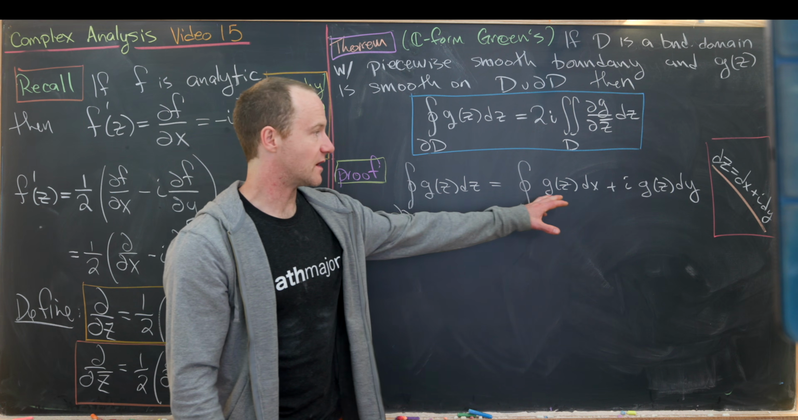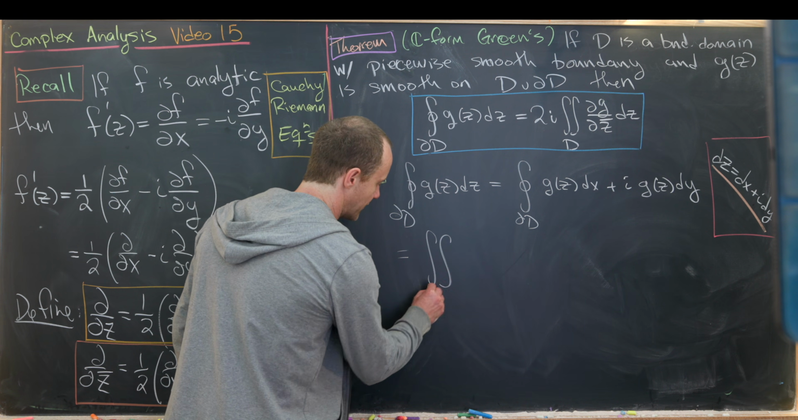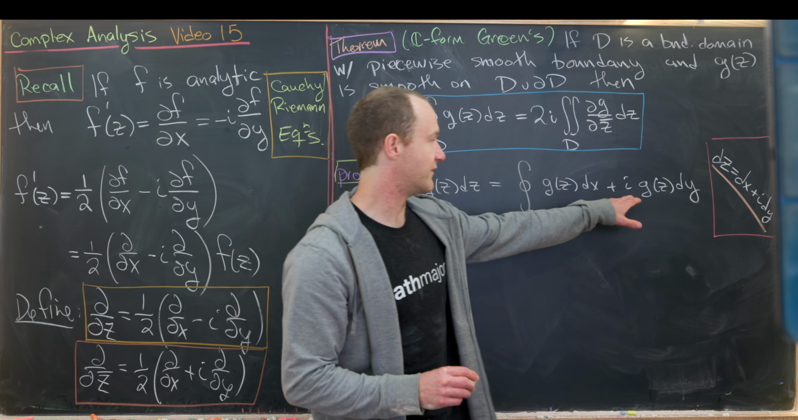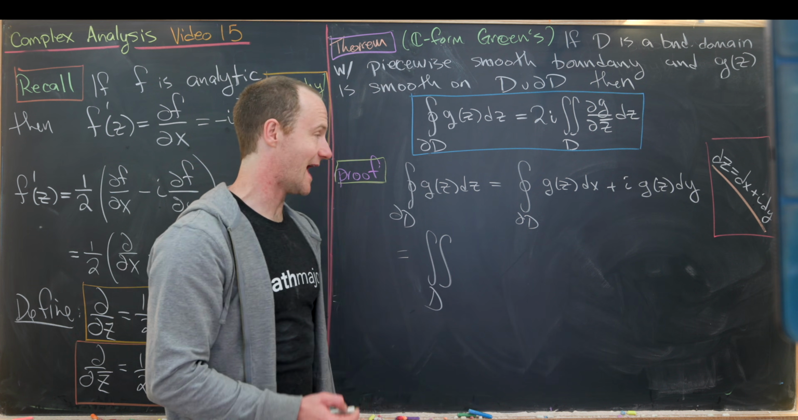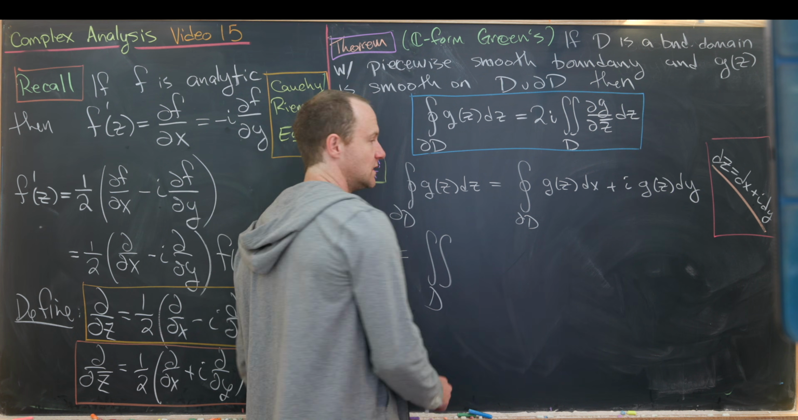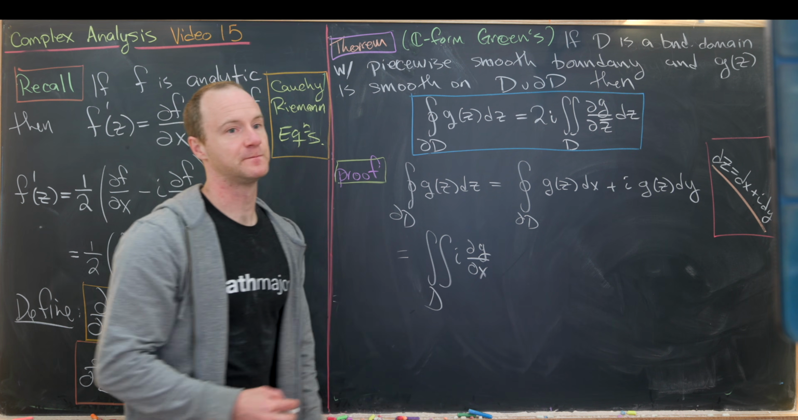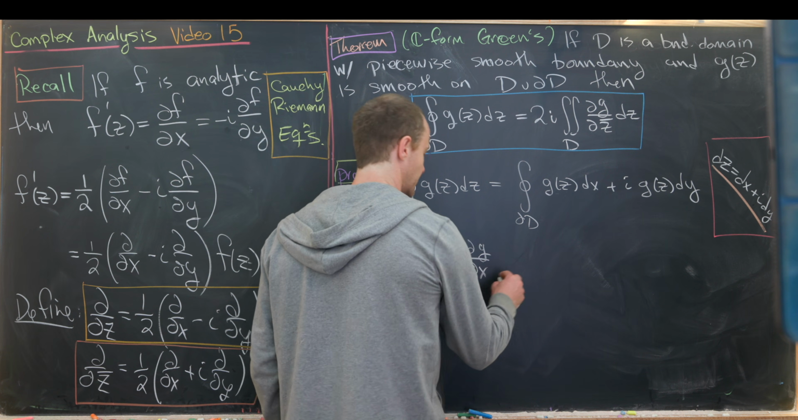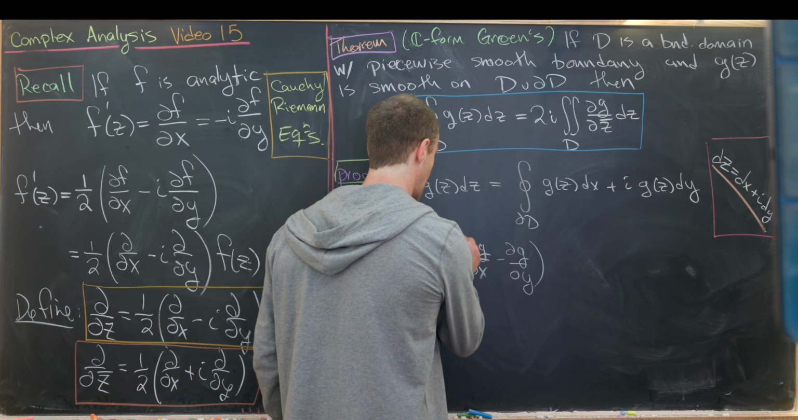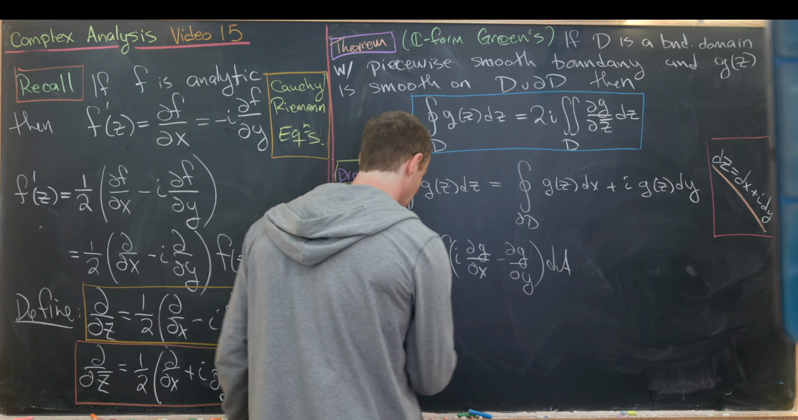Okay, now we can apply Green's theorem to this. So that's going to give us the double integral over the region of the derivative of this guy with respect to x. So that'll be i times the partial of g with respect to x, and then minus the derivative of this with respect to y, so minus the partial of g with respect to y, and then dA. So next up, we'll factor a 2i out of this.